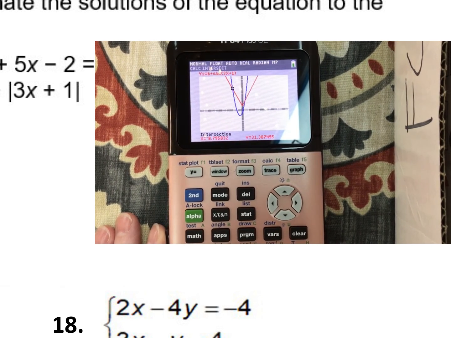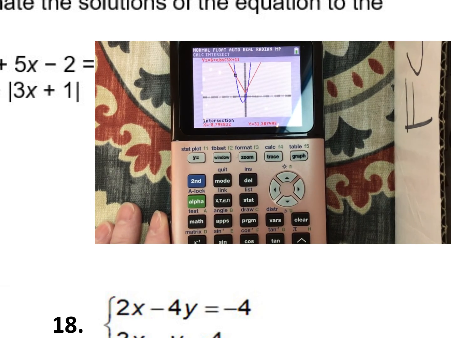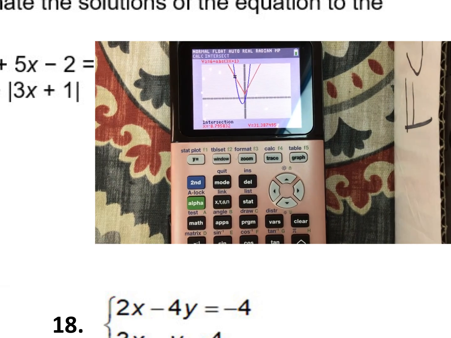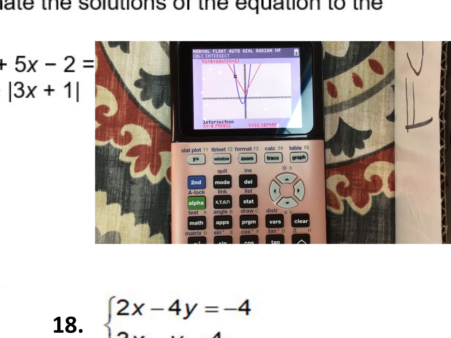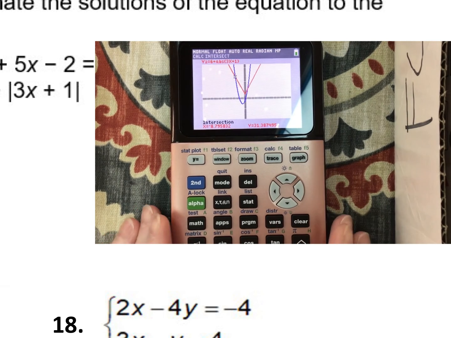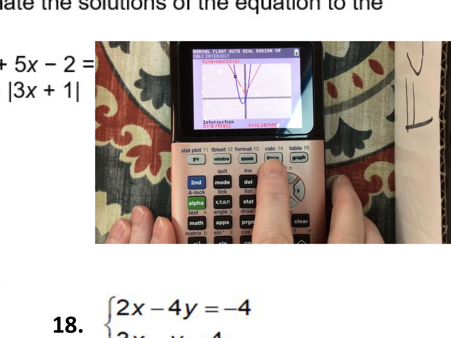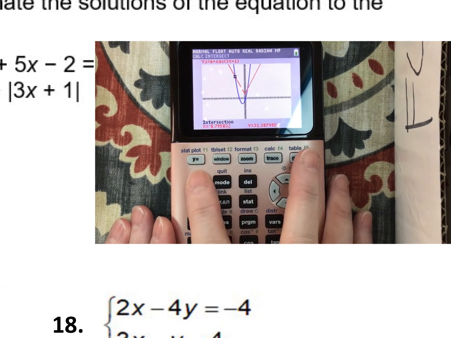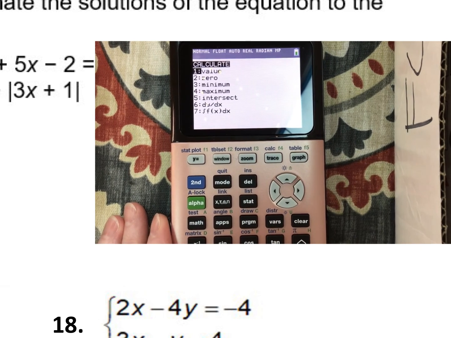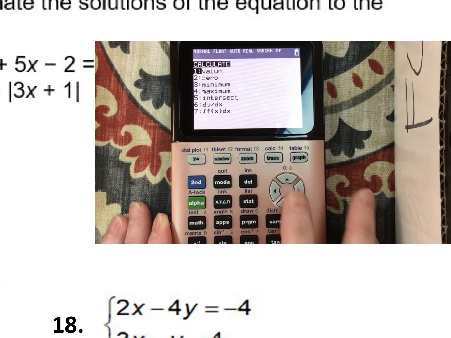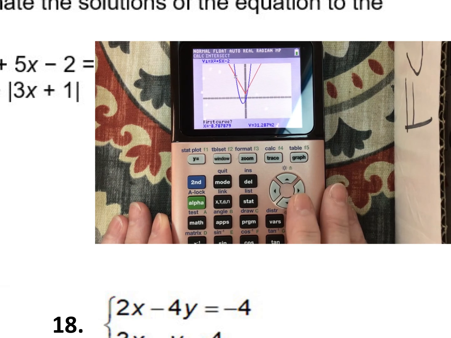Right there, and I can see it's intersecting at -8.79. So I'll just round that to -8.8. Remember, your solution is the x value, not the y value of these intersection points. Okay, so I want to do that again, but with the other intersection point. So I'm going to ask my calculator to calculate this again. So I hit second calc. I want to find another intersection point, so option 5.